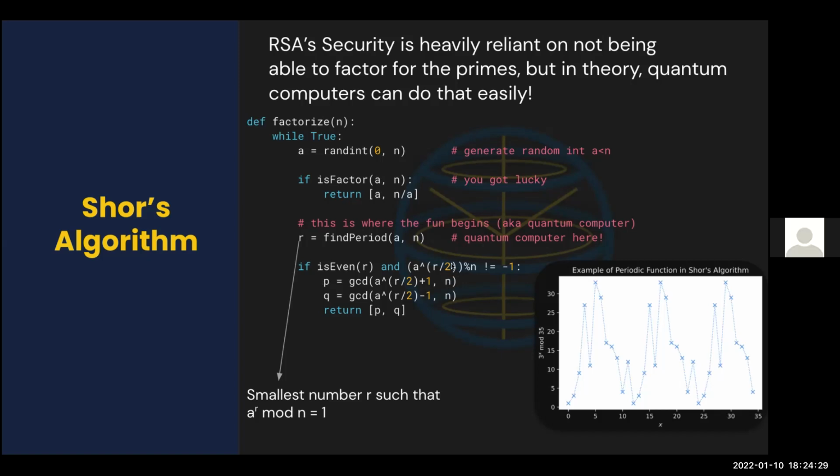I see. So is it like a more probabilistic method of calculating then? Yes, exactly. But you can use the properties of quantum physics to your advantage to make those probabilities less random and more deterministic. But yes, any other questions?